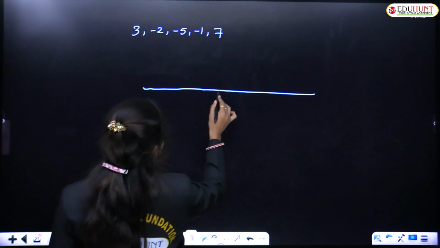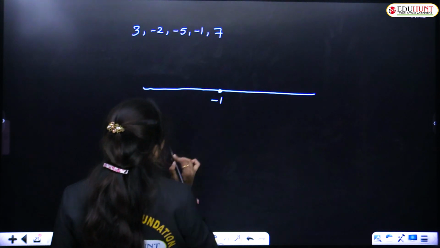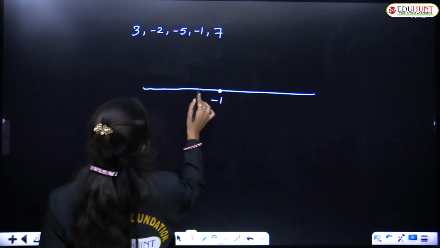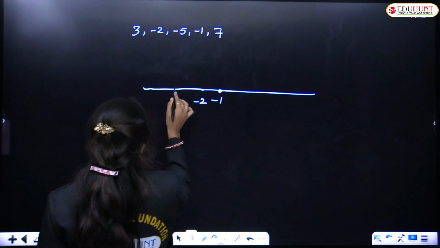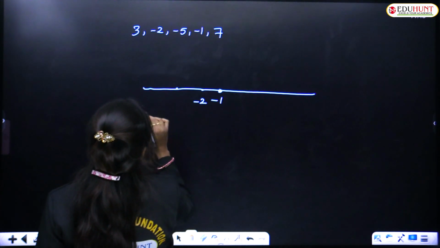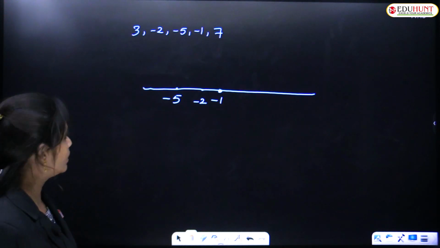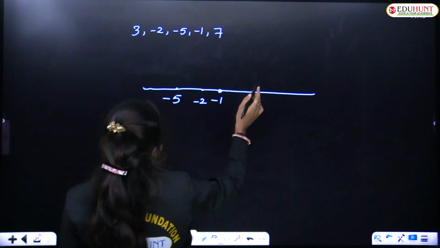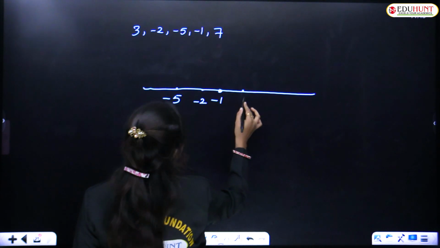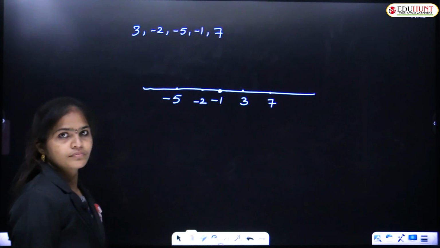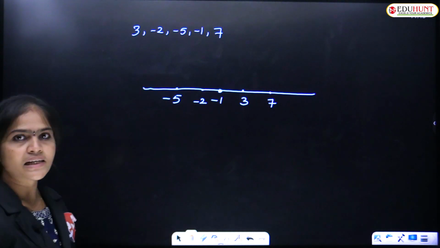Here minus 1. So first I am representing here minus 1. Next, minus 2. Next, minus 5. Any other value not given in that middle? No. So after that, the positive values. The first positive value is 3 and the next value is 7. Okay, so this is the representation.